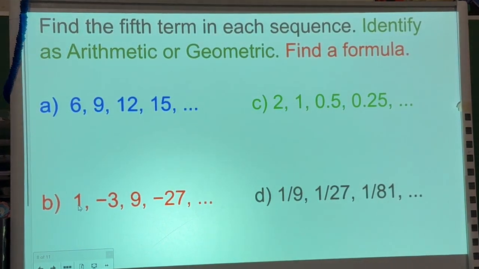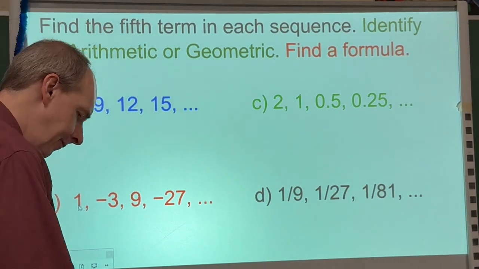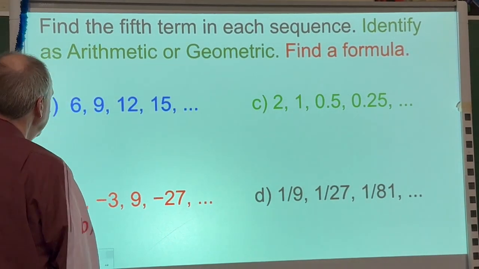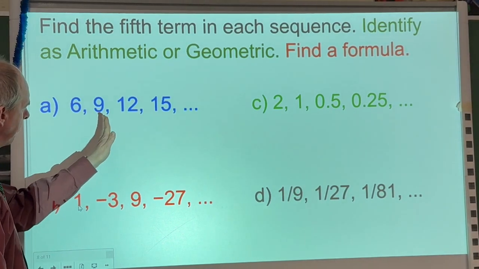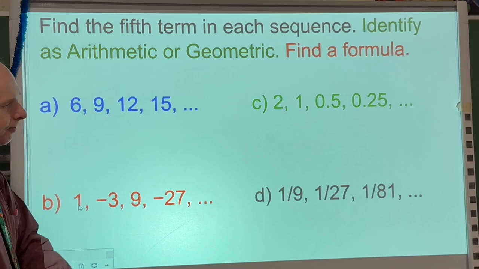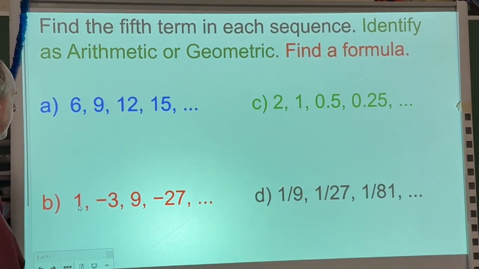Find the fifth term in each sequence, identify as arithmetic or geometric, and find a formula. Although I guess it could be none of the above also. It might not fit any of them. You always have that possibility. Starting with the first one, 6, 9, 12, 15. What do we think? Arithmetic, geometric, or neither? Well, adding 3, adding 3, adding 3 sounds arithmetic to me.